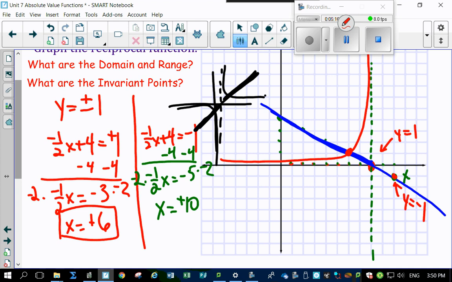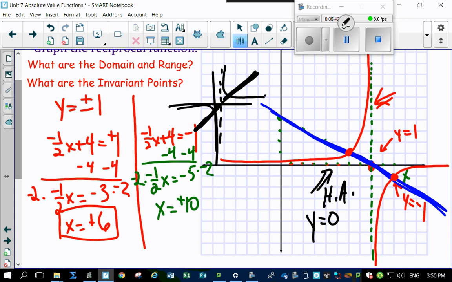Same thing goes with this. There's the section of the graph, which is down in this section down here. We're looking at this piece. And there's our invariant point. So that means it's going to come from this angle here and then come right out here. And again, not touch your vertical asymptote. This guy ends up being your horizontal asymptote here. And your horizontal asymptote, of course, is going to be y equals 0.